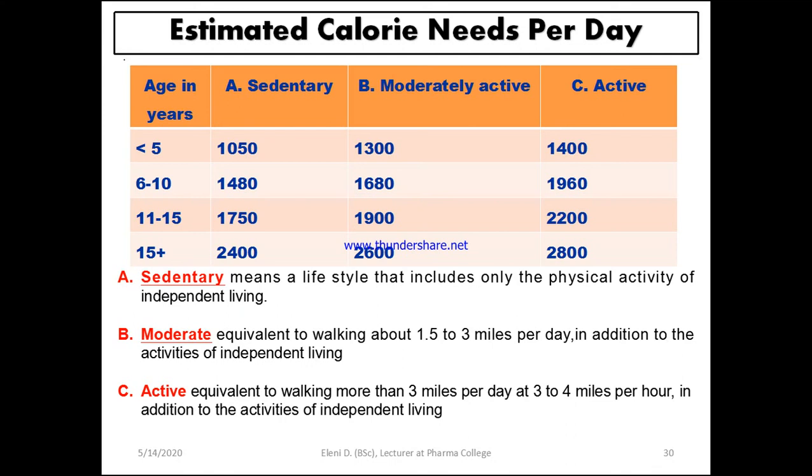When we say active, it is equivalent to walking more than 3 miles per day at 3 to 4 miles per hour speed. When we say moderate, it is walking about 1.5 to 3 miles per day at 3 to 4 miles per hour speed. So people should have a different calorie intake according to their physical exercise.